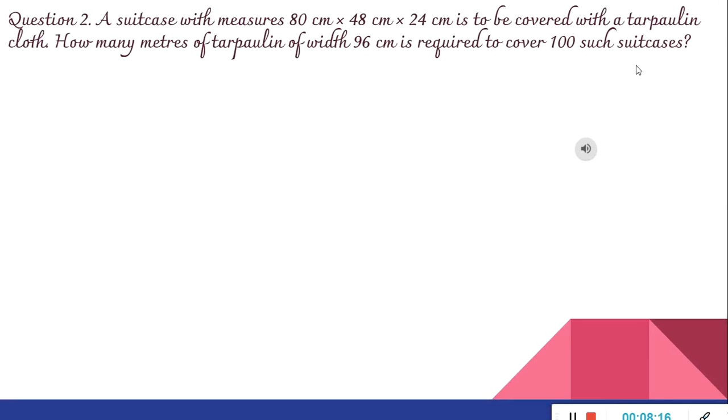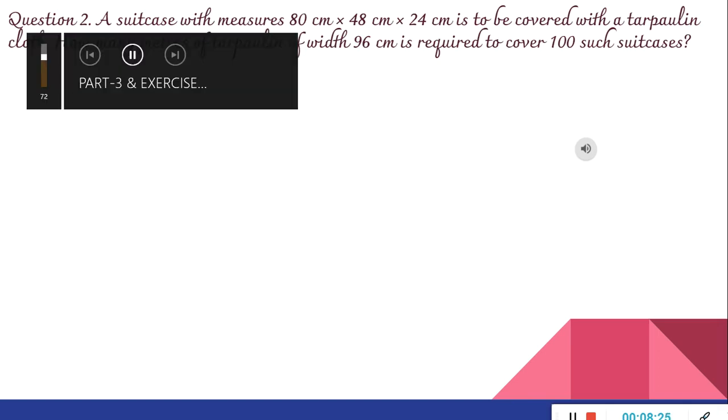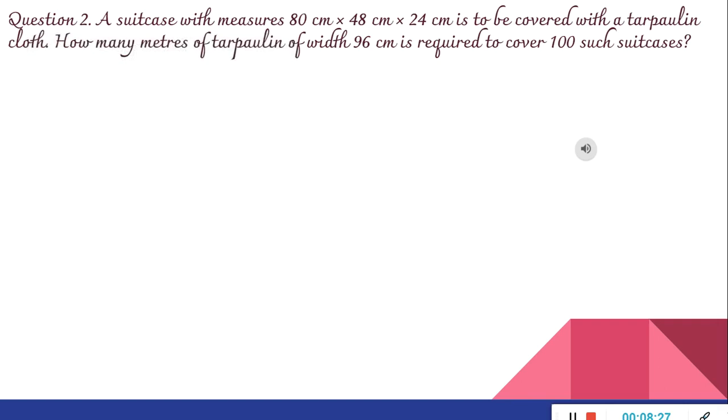Now question number 2. A suitcase with measures 80 centimeter into 48 centimeter into 24 centimeter is to be covered with a tarpaulin cloth. How many meters of tarpaulin of width 96 centimeter is required to cover 100 such suitcases? So here the measurement of the suitcase is already given. So we can find out the total surface area of the suitcase. Means we are finding the area of one suitcase. So like that we want to cover 100 suitcases. So actually what we have to find? We have to find the total length of the cloth. So width is already given, but length is not given.